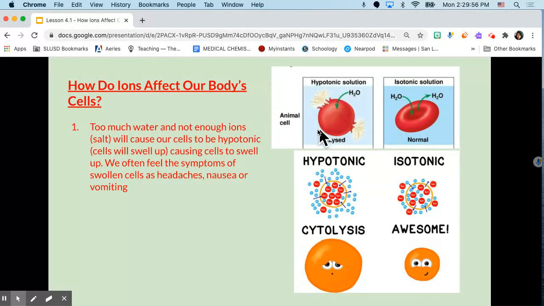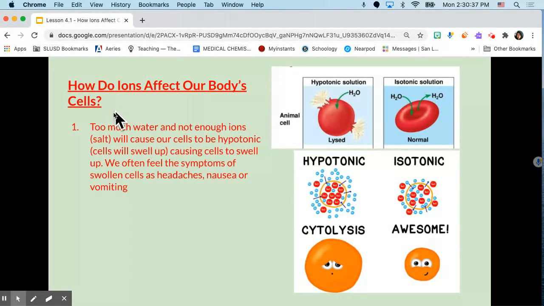Before our cells burst, we often feel this as symptoms of headaches, nausea, and vomiting. Sometimes if you're doing a really hard workout, you've sweated out all of your salts, and you drink too much water too fast, you might vomit out that water because your body's like, whoa, slow down. We need some salts with this water in order to balance the sweat that you just sweated out of your body. And when you sweat, if you've ever licked your sweat, it's kind of salty, right? That's because you're losing those ions as well as the water outside of your body.